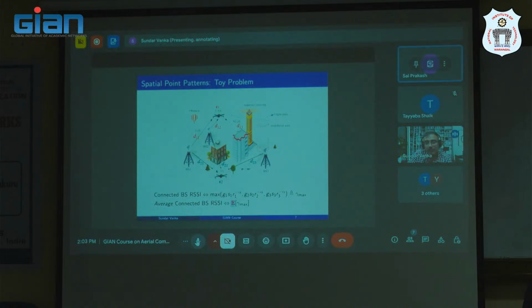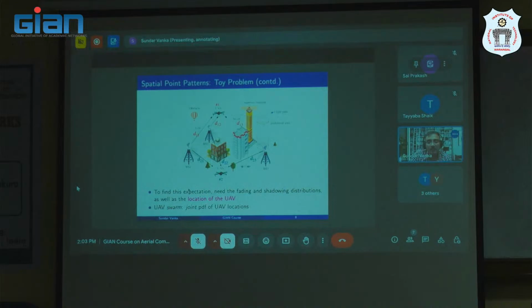I can think of, in this case, you need the fading distribution, because the fading can keep changing. The shadowing distributions you will know, but also you need to know the location of the UAVs that you want to consider. So for example, let us say I'm only considering UAVs in this location and in that location. I'm not going to serve UAVs anywhere else. Then I'm going to pick up the average over all these locations, and then the average over all those locations. That is my average connection RSSI.